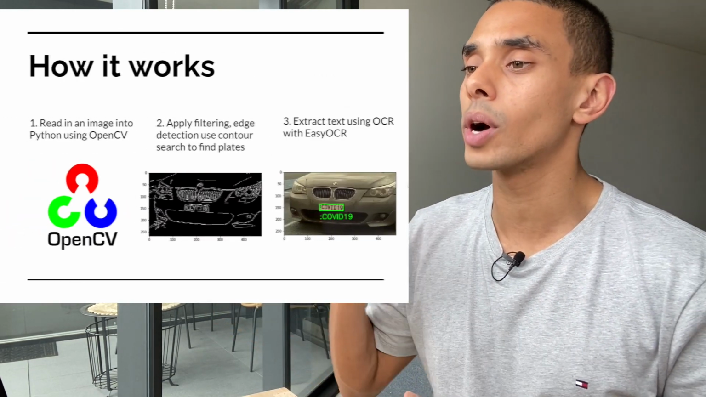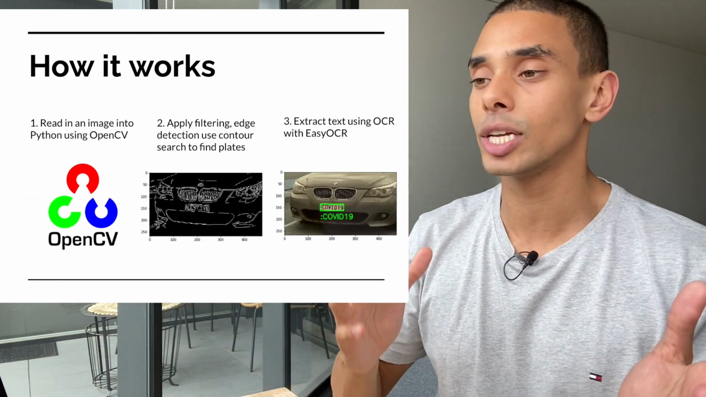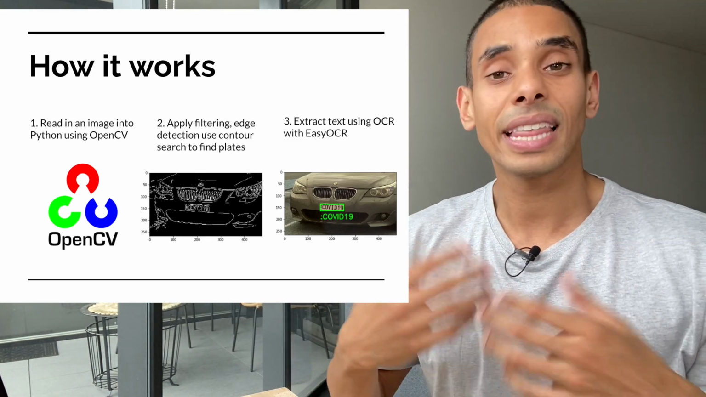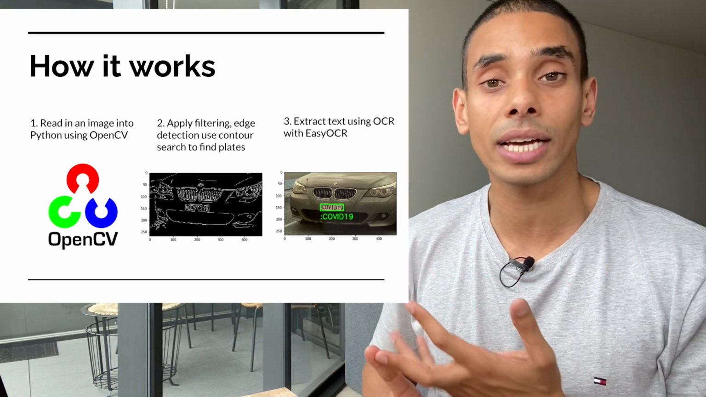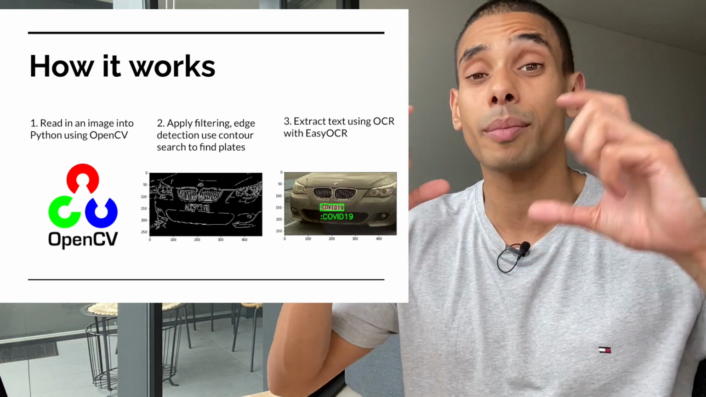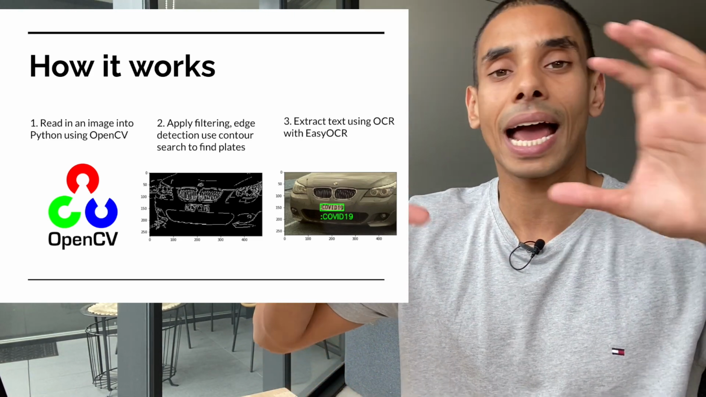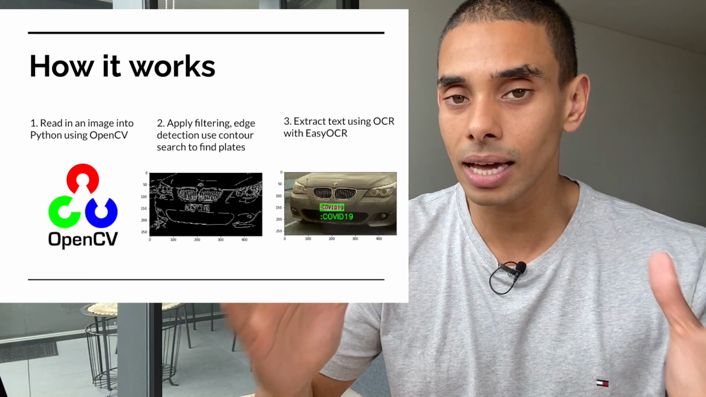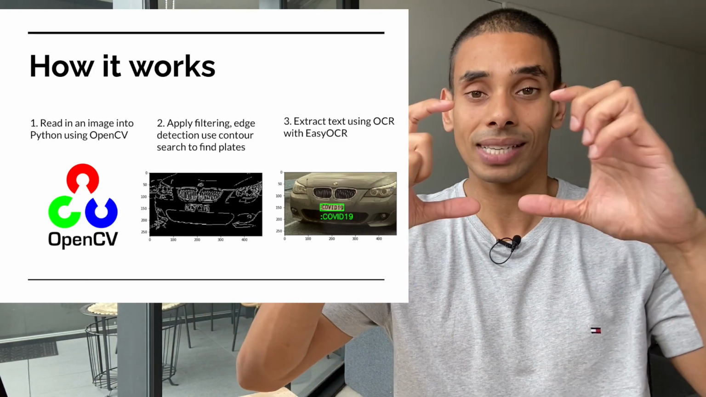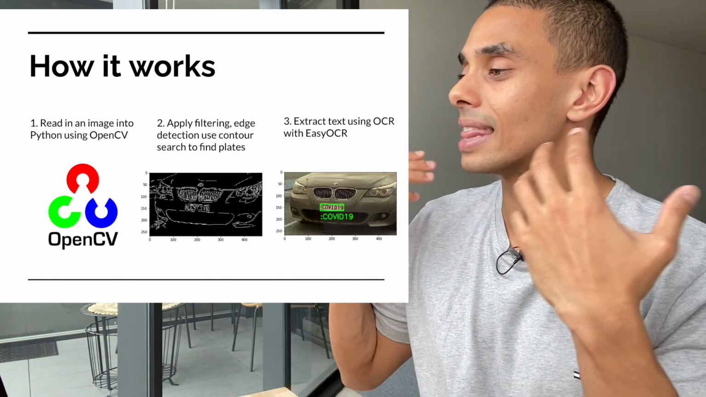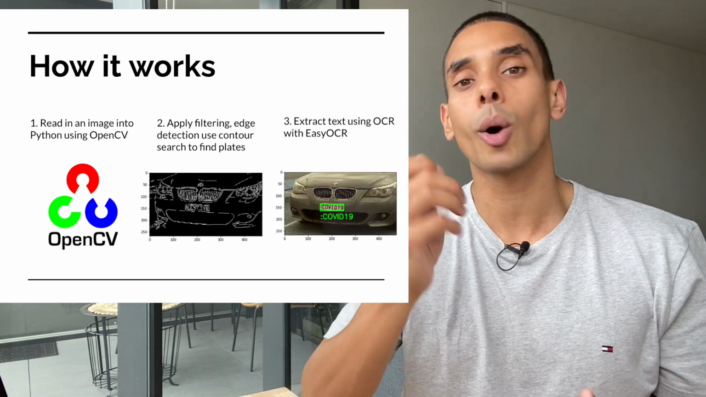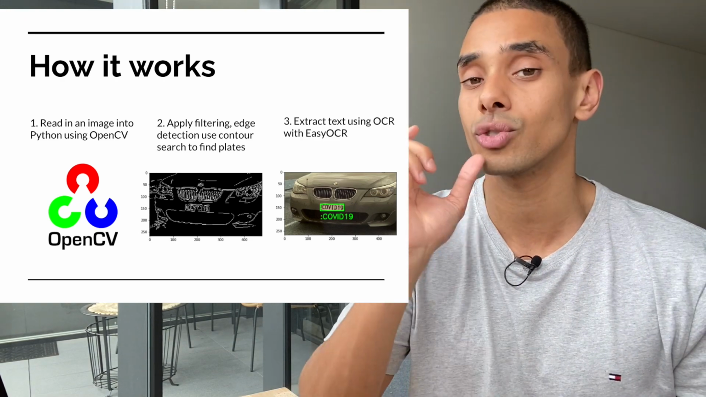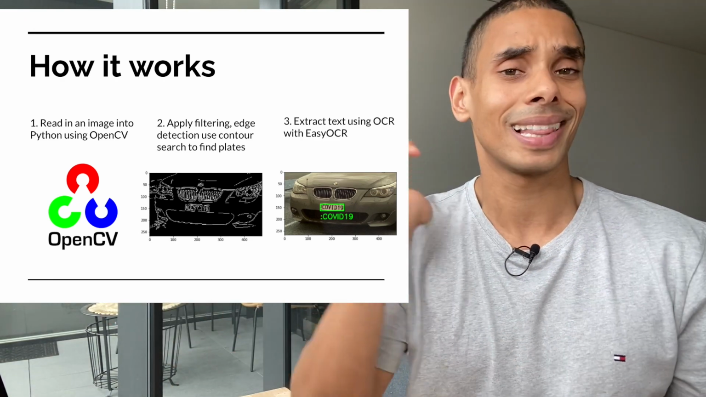So first up, what we're going to be doing is reading in our image into Python using OpenCV. So this is going to be within our Jupyter notebook. Then we'll apply some filtering, some edge detection, and some contour detection to be able to find out where our number plate actually is within the image. Then what we'll do is we'll actually perform a masking operation. So we'll actually mask out the section that contains our number plate. And that's going to make it a whole heap easier when we go and perform our optical character recognition using EasyOCR to extract the text. Ready to do it? Let's get to it.